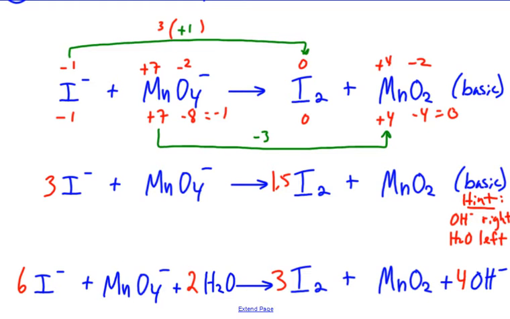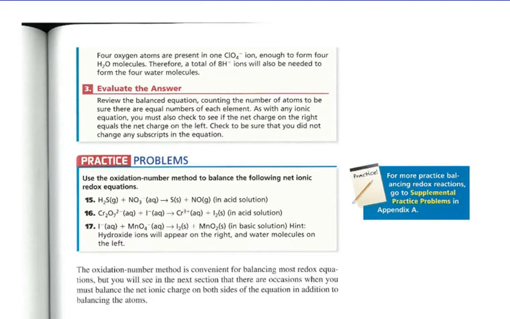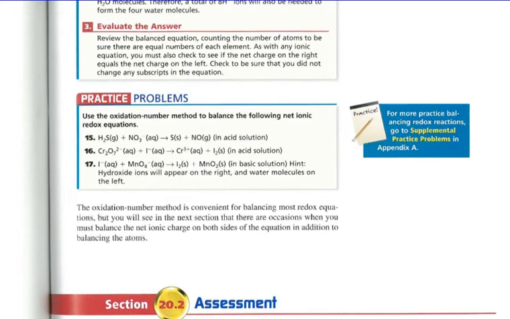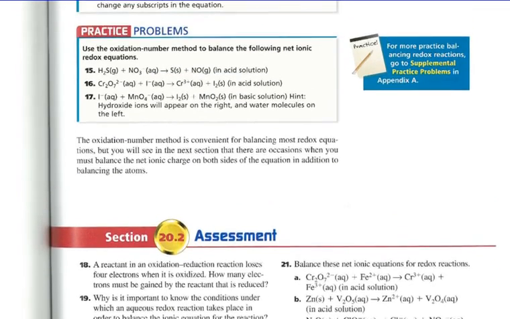And if we go back and just finish this off, the oxidation number method is convenient for balancing most redox equations. And then we won't have time to do the next one, but we'll just simply end off things here.